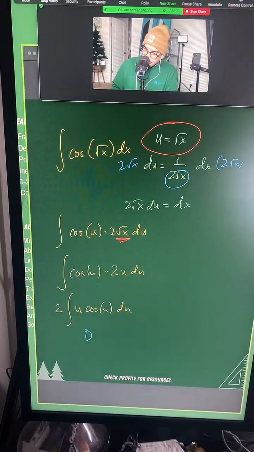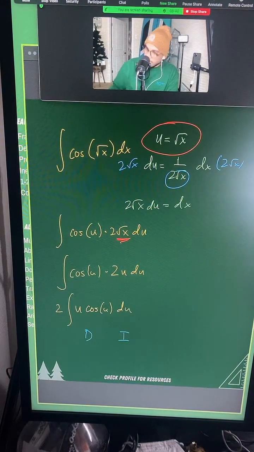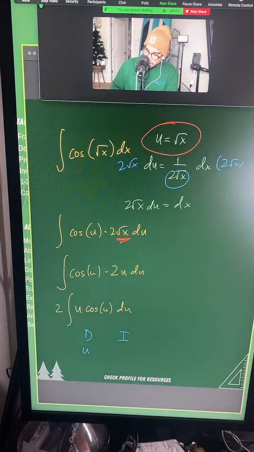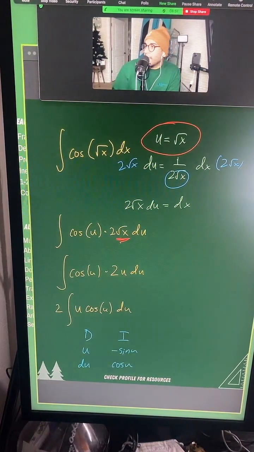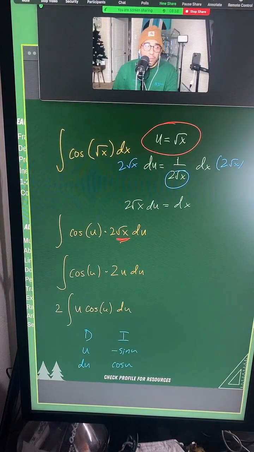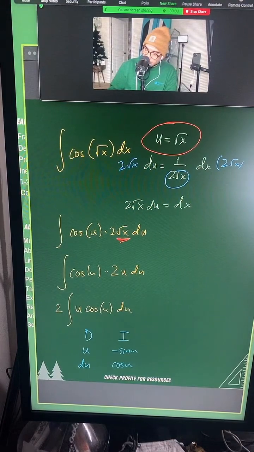So this is the DI method. It's basically integration by parts. So u, and then I have the integral of u, which is just du, I guess. And then I have cosine u, and then the integral is negative sine u. If I did that wrong, let me know. Again, I saw Black Pen Red Pen do this on YouTube, and I thought it was pretty fascinating. So now let's just go ahead and set it up.